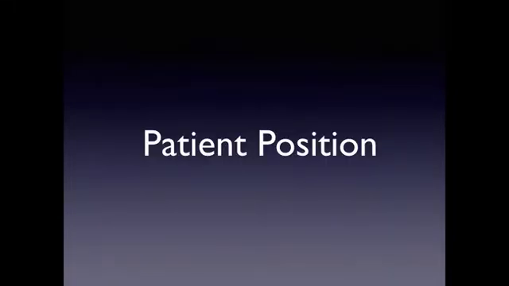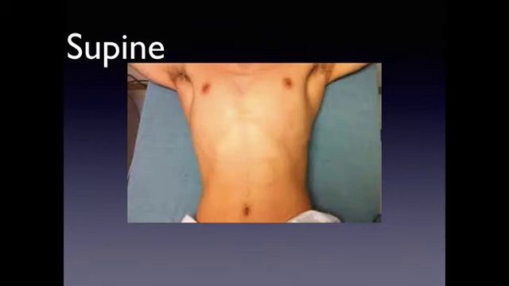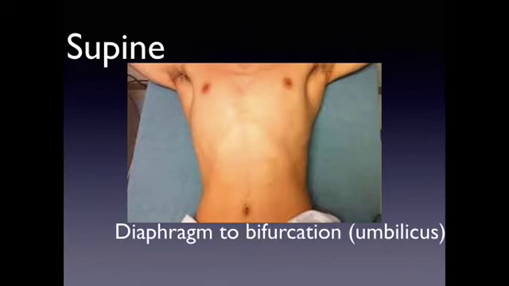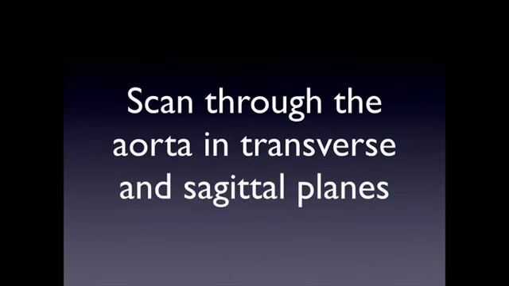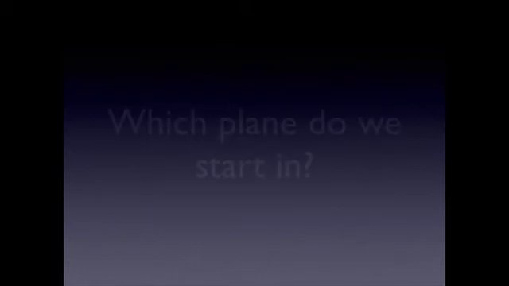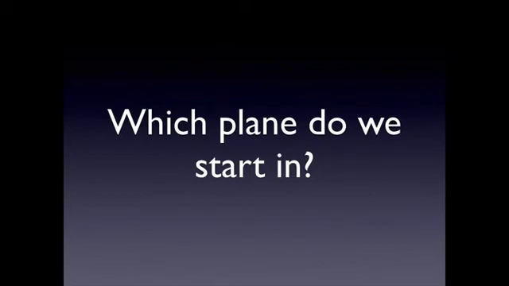So in positioning the patient, you want to have them supine, and you want to make sure that you expose the area from the xiphoid down to the umbilicus, because that's the area that you're going to be scanning. And again, the aorta bifurcates at usually around the umbilicus. So you want to scan through the aorta in transverse and sagittal planes. So which plane do we want to start in? Any ideas?